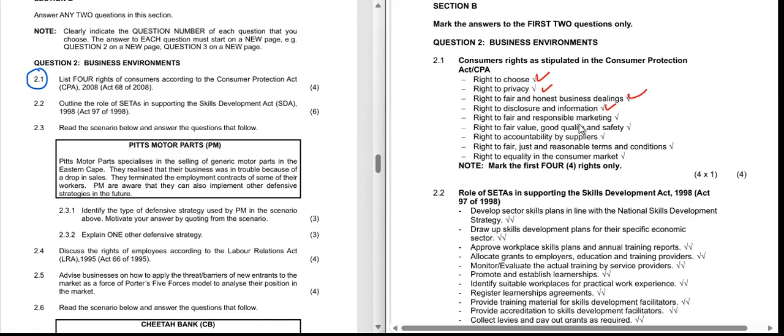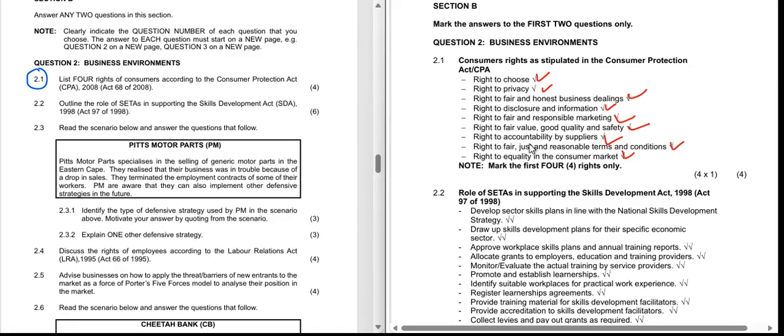It could be types of nutrients that are in there, carbohydrates, proteins, vitamins, etc. So all those things, they're supposed to be known. So that's why it says here the right to disclosure and information. When you buy something, you have the right to know everything that you need to know about the product. The right to fair and responsible marketing, the right to fair value, good quality and safety, the right to accountability. So you could have chosen any 4 of these and then got all your 4 marks.